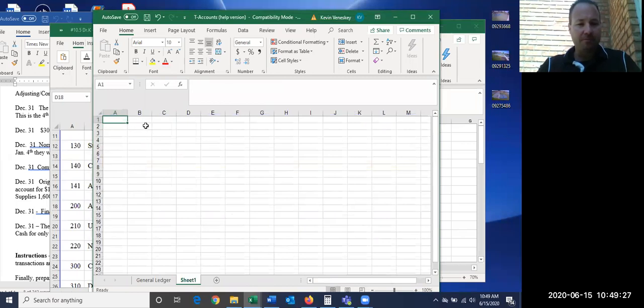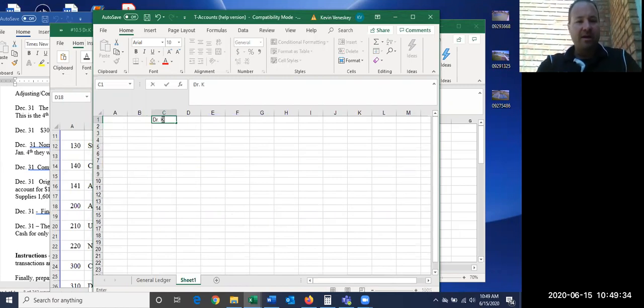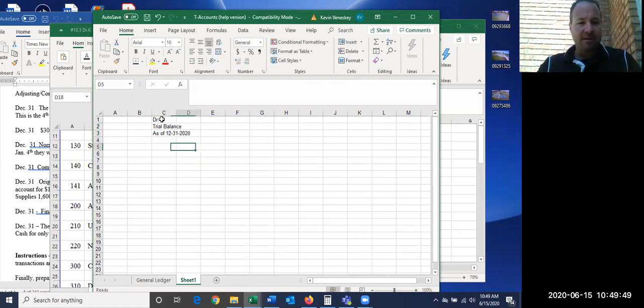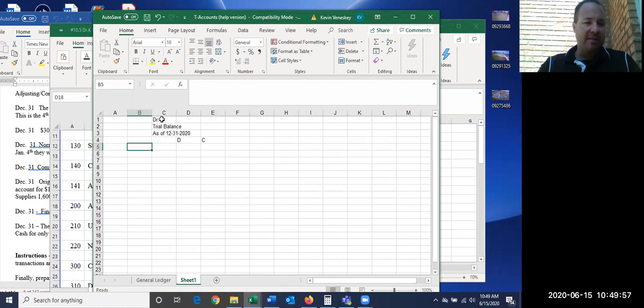So to do that, go ahead and prepare that. Remember, you always start with your proper title. Dr. K, trial balance, as of 12/31, and then whatever the date would be. Let's make this my debit column, and make this my credit column for the amounts. And then we're just going to put all of the accounts up and down through here.